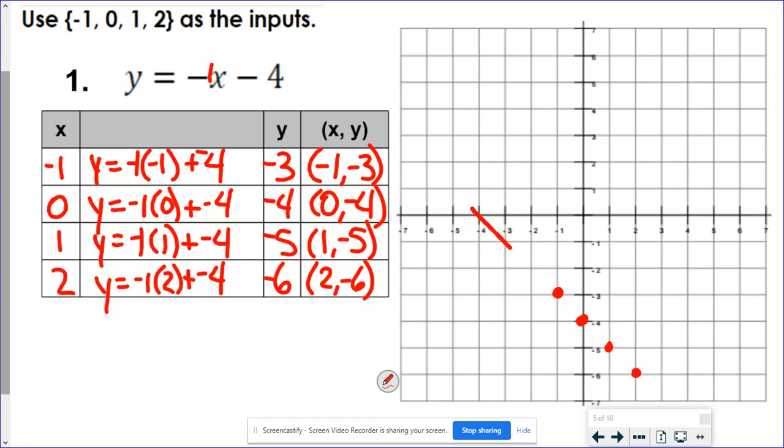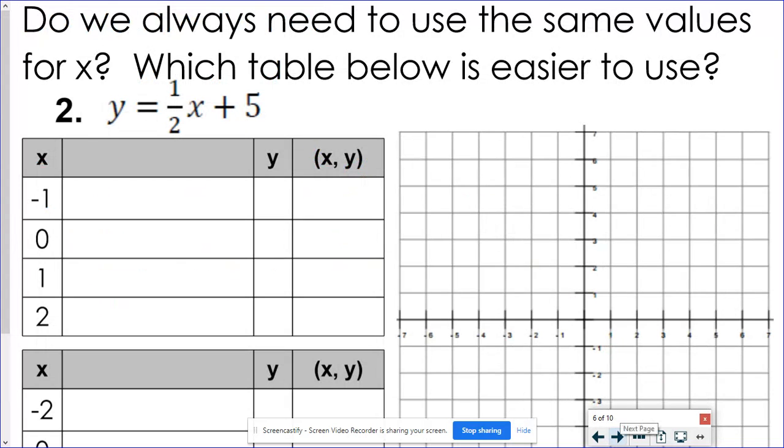So here is my line, arrows on the ends. When you draw your lines, don't just connect the dots. Extend it a ways. I really do try to hit both axes, the x-axis and the y-axis if I can.